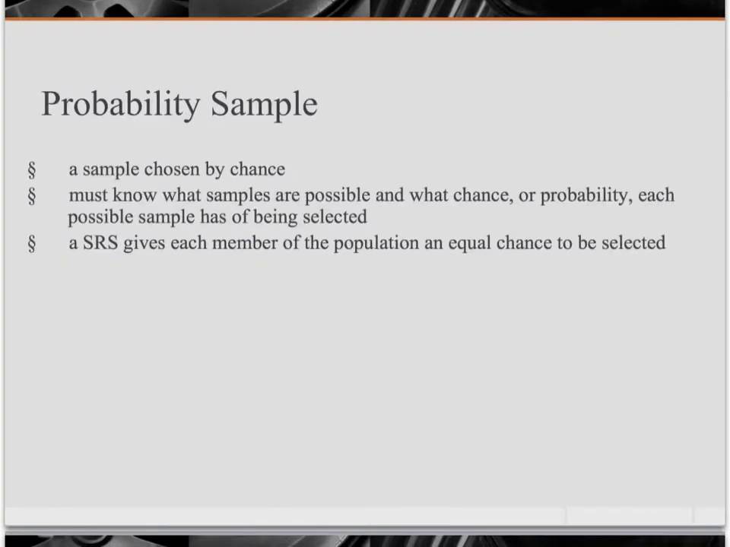So a probability sample is a sample that is chosen by chance. And you have to know what samples are possible and what chance each possible sample has of being selected. But you know that with a simple random sample, and this is the abbreviation we use for simple random sample, right here, SRS, you'll see that a lot. That gives each member of the population an equal chance to be selected.